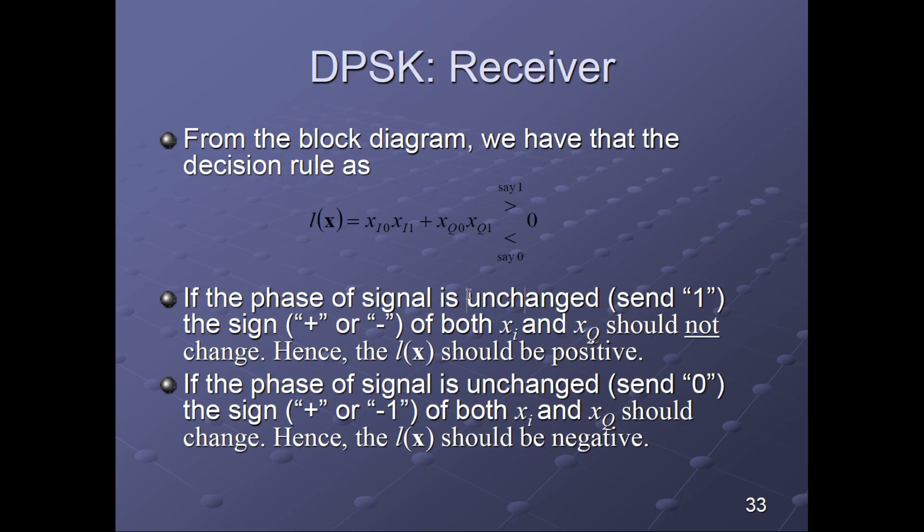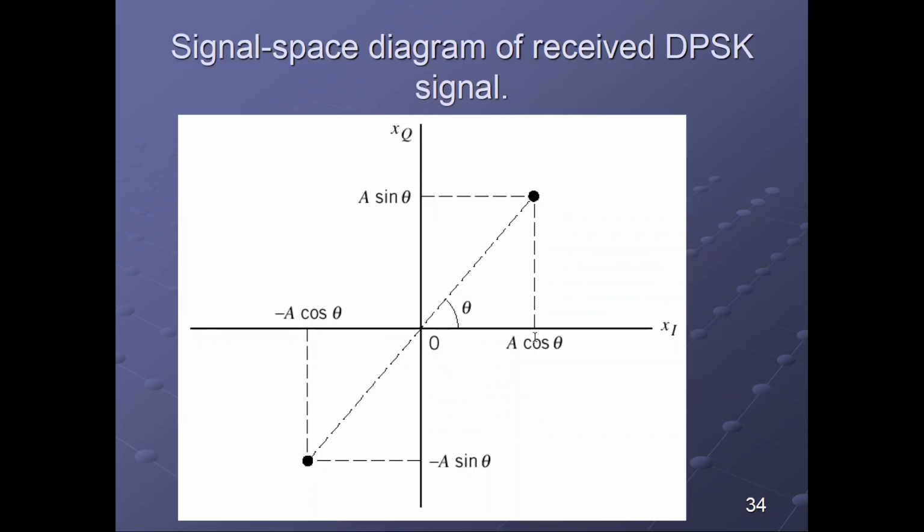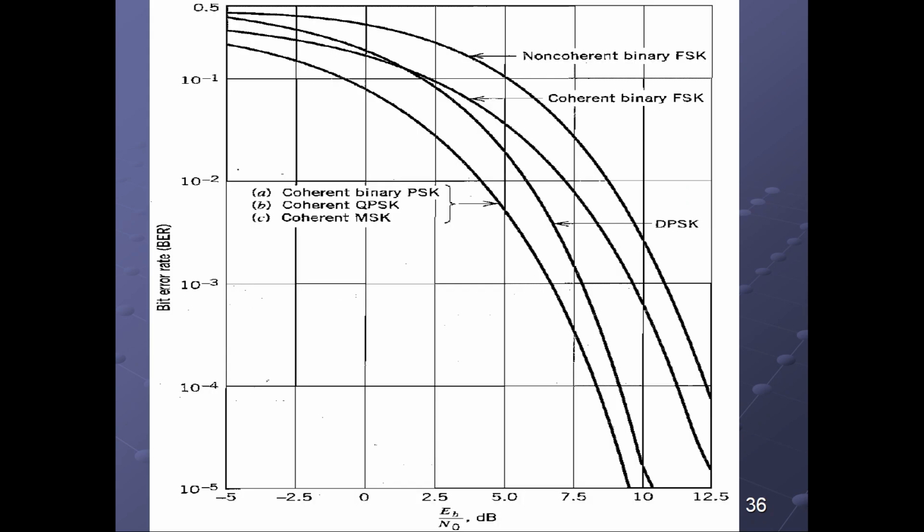Here changed actually, not unchanged. If it is changed, send 1. Signal space diagram of received differential phase shift keying signal. This is the in phase of the signal. This is the quadrature. These are the message points. This is the basis function along in phase, basis function along quadrature, and you use this to see the position of your symbols in the constellation diagram.